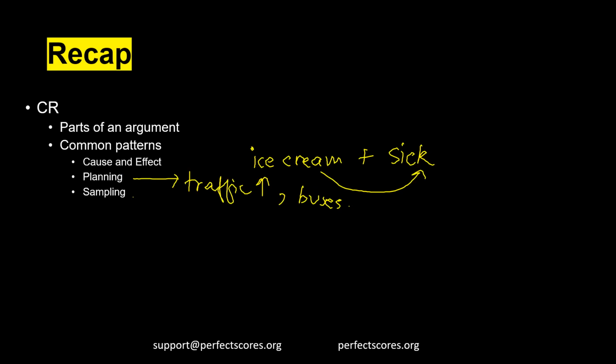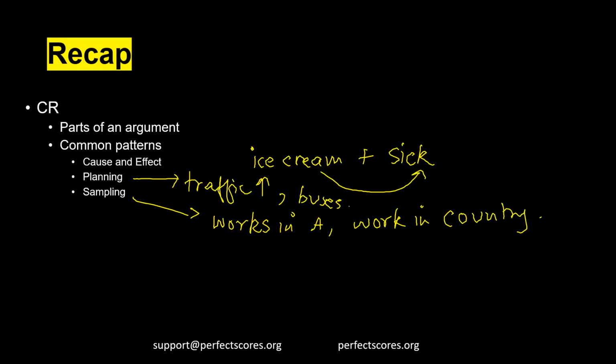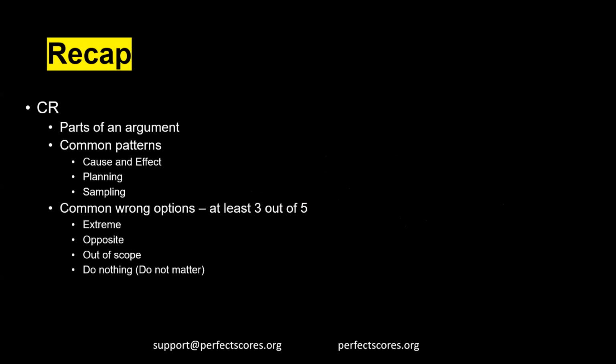The third is sample. For example, some new rule is used. It works well in city A, which means that it will also work in the entire country. Basically, they use evidence from a sample of the population and give you a conclusion about the whole population. That is another common pattern that you are going to see in critical reasoning. And these patterns are something that we will revisit in the second part of the class.